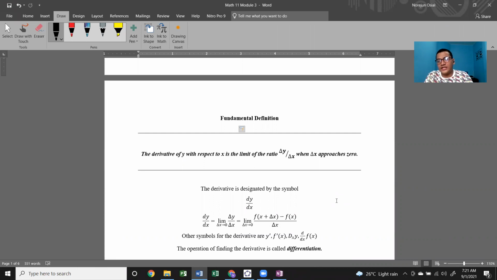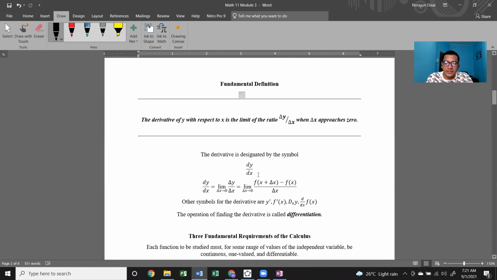Now, what is a derivative of a function? By definition, the derivative of y with respect to x is the limit of the ratio delta y over delta x when delta x approaches 0. So, the derivative is designated by this symbol.